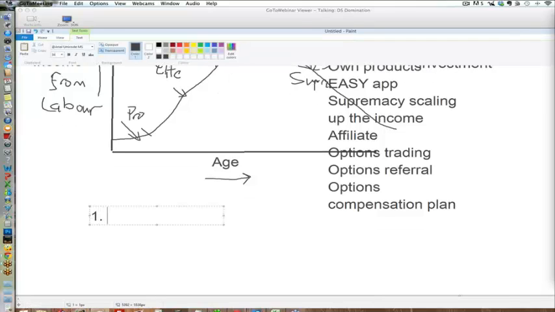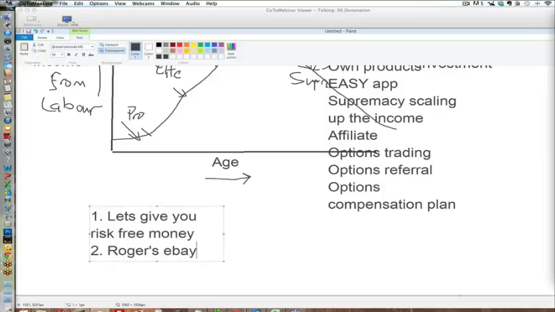Step 1 was, let's give you risk-free money. Then step 2 was Roger's eBay training. At that time, we didn't have any of the software to go with it, so we did have some discrepancies, but it was great. Nobody else had anything as good as that anyway. And then, of course, we had the third thing, which was, let's sell overpriced coffee and give you illusions of freedom.